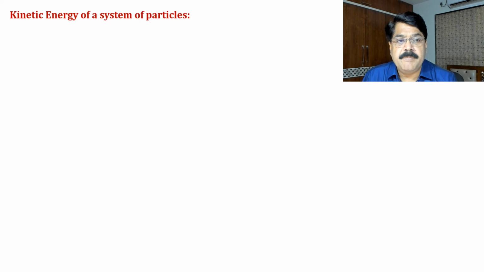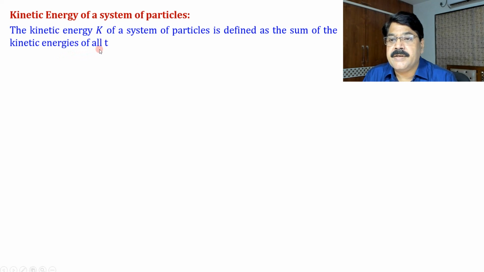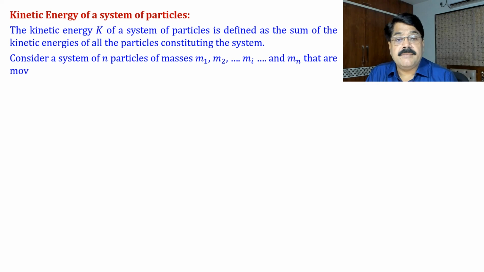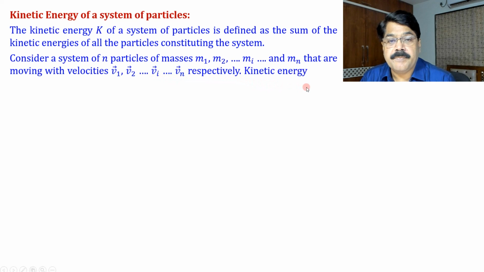So, for a system of particles, how can we write the total kinetic energy of the system? Let us see. The kinetic energy K of a system of particles is defined as the sum of kinetic energies of all the particles constituting the system. So that is a very simple idea. Consider a system of n particles of masses m1, m2, mi and mn that are moving with velocity vectors v1, v2, vi and vn respectively. Kinetic energy of this system is given by an expression.